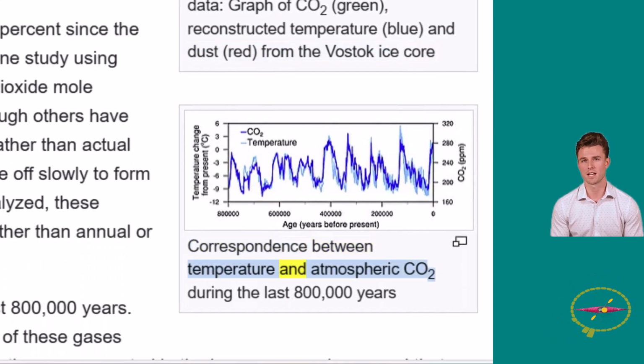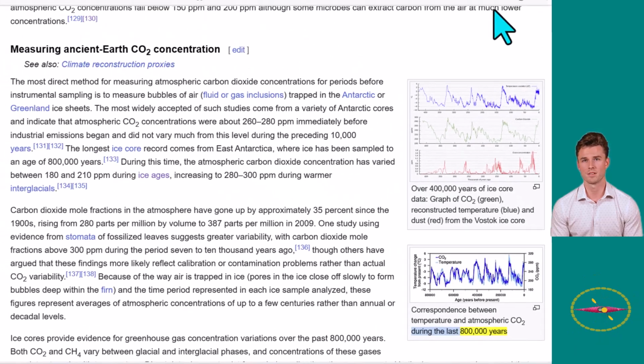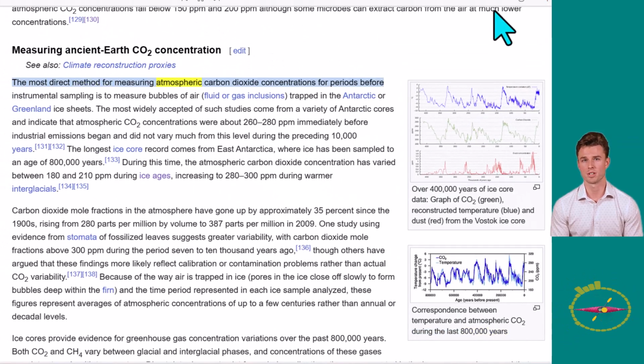Correspondence between temperature and atmospheric CO2 during the last 800,000 years. The most direct method for measuring atmospheric carbon dioxide concentrations for periods before instrumental sampling is to measure bubbles of air, fluid or gas inclusions, trapped in the Antarctic or Greenland ice sheets. The most widely accepted of such studies come from a variety of Antarctic cores and indicate that atmospheric CO2 concentrations were about 260 to 280 ppm immediately before industrial emissions began and did not vary much from this level during the preceding 10,000 years.